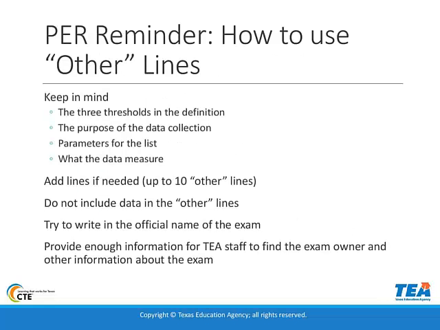Keep in mind the 3 threshold definition, the reason that we're collecting the data, the parameters that we have in the list that we're working with, and what it is that we're trying to do with the data that we collect when we do this. Keep in mind that there are excellent student certifications and licensures that are not on the Program Effectiveness Report. We have a tendency for people to say, well, it wasn't on the PER list, so I'm not going to let students participate in that particular license. That's really not what you want to do at all. You want to make sure that you are serving the needs of the students.